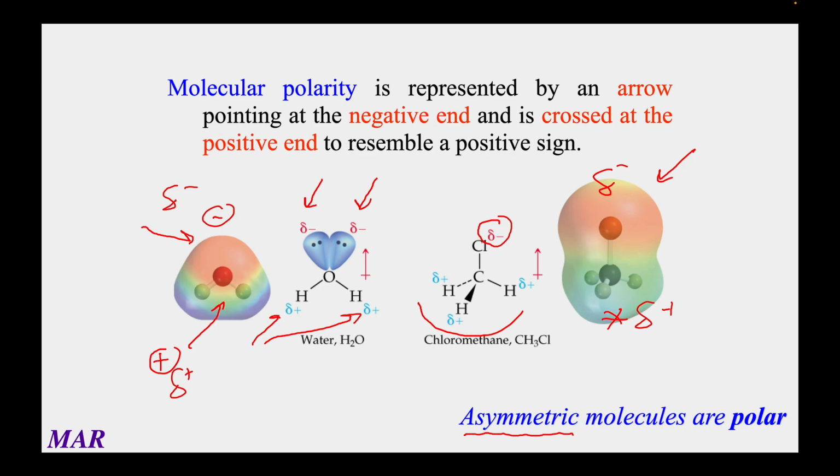Now, chloromethane there is also asymmetric. Around the carbon, you have 3 hydrogens and 1 Cl. So you don't have all the same stuff. Like you don't have just hydrogens or just Cls, but it's a mixture of H and Cl. That makes it asymmetric, and that makes it a polar molecule. You've got more electron density in the top than you do on the bottom.